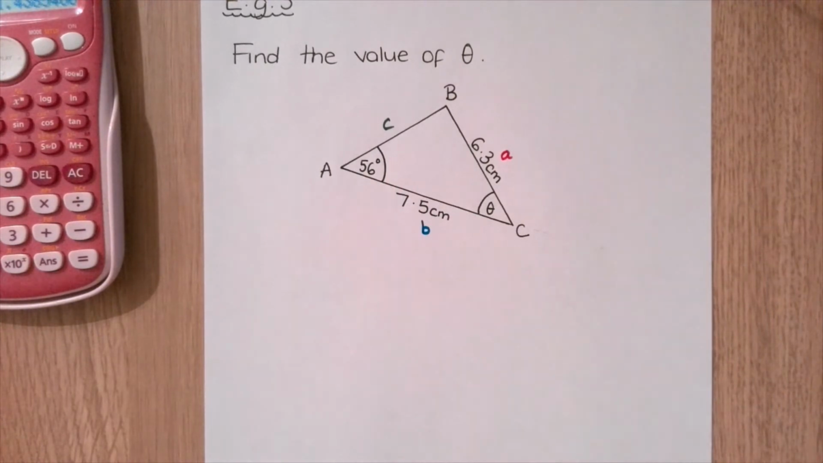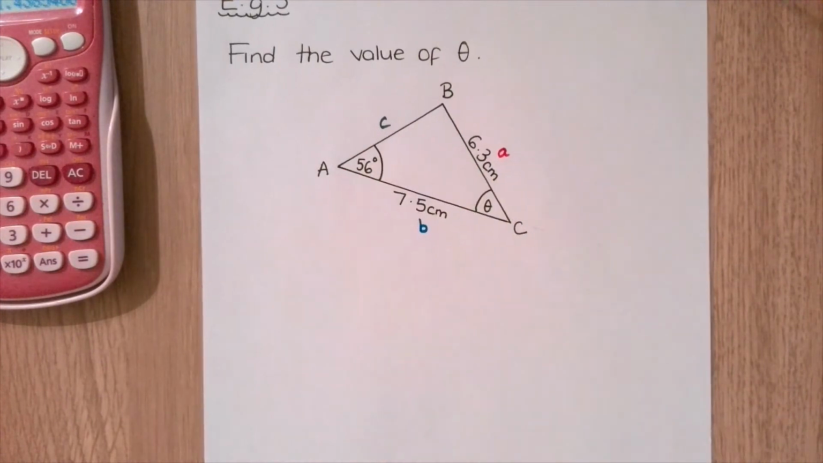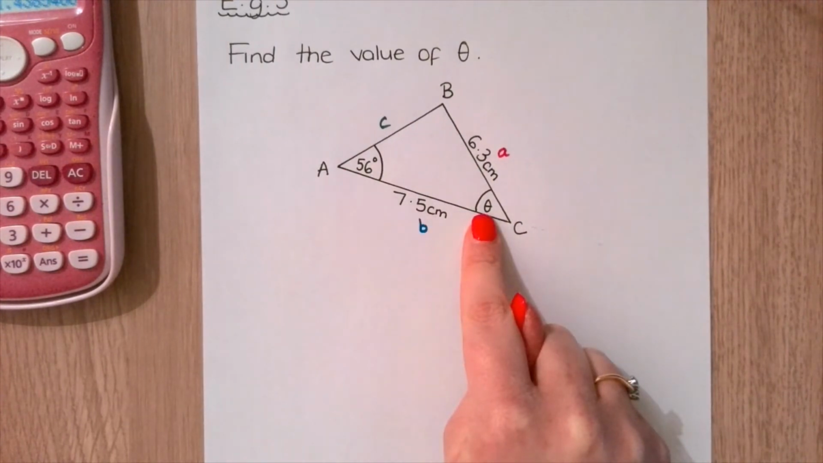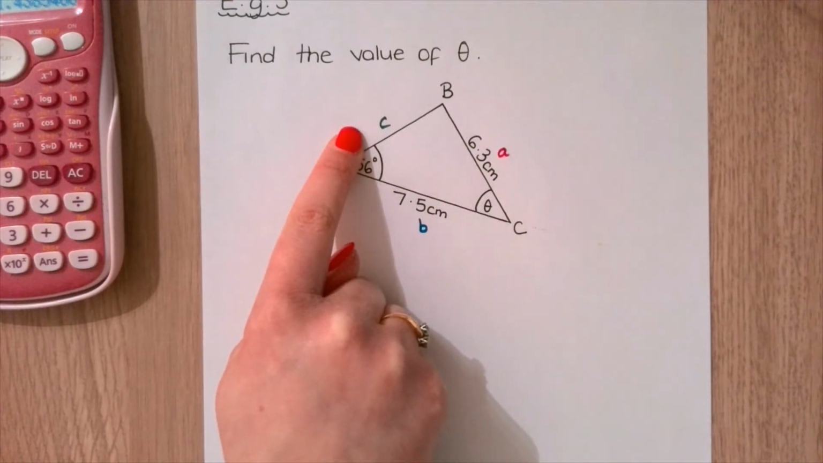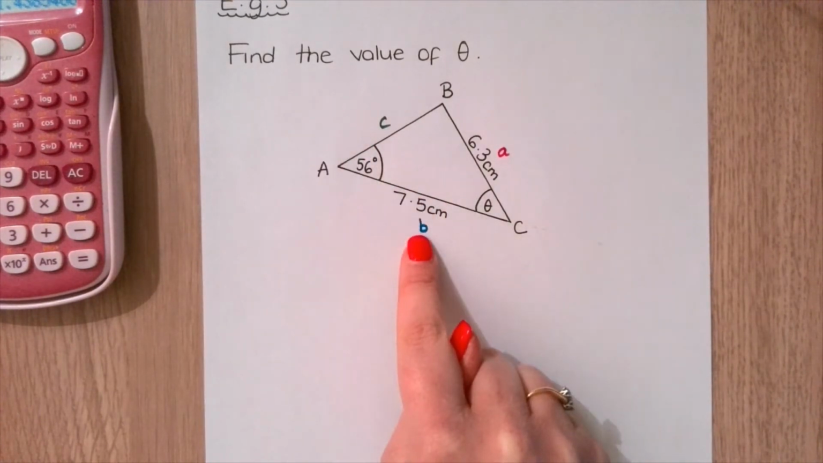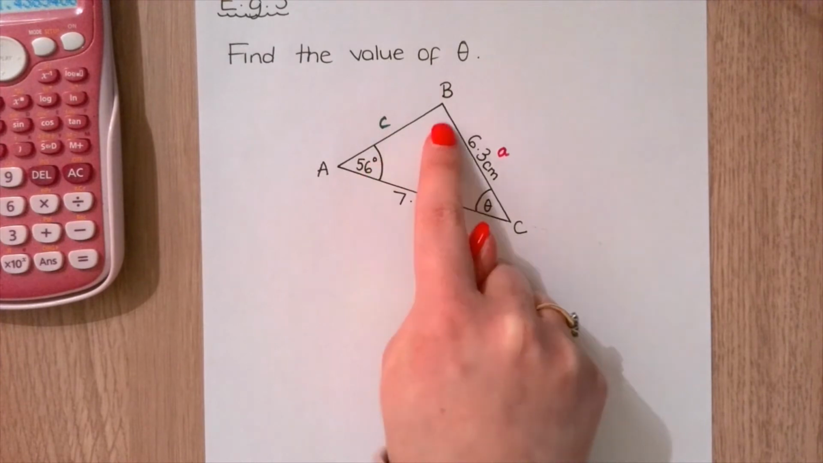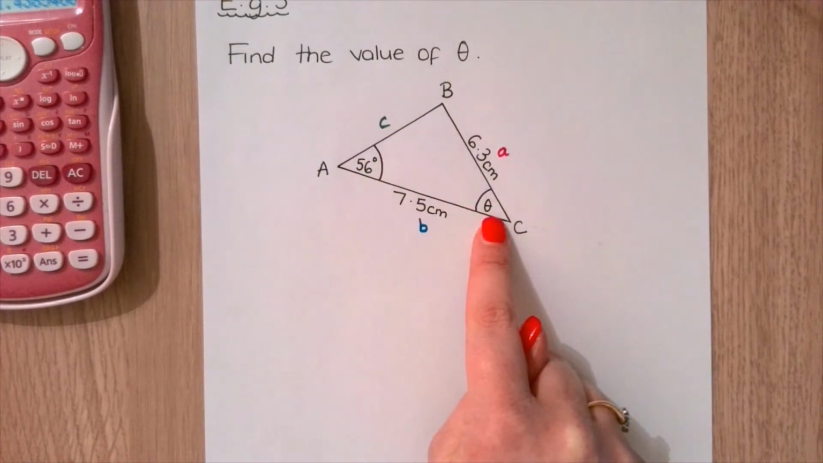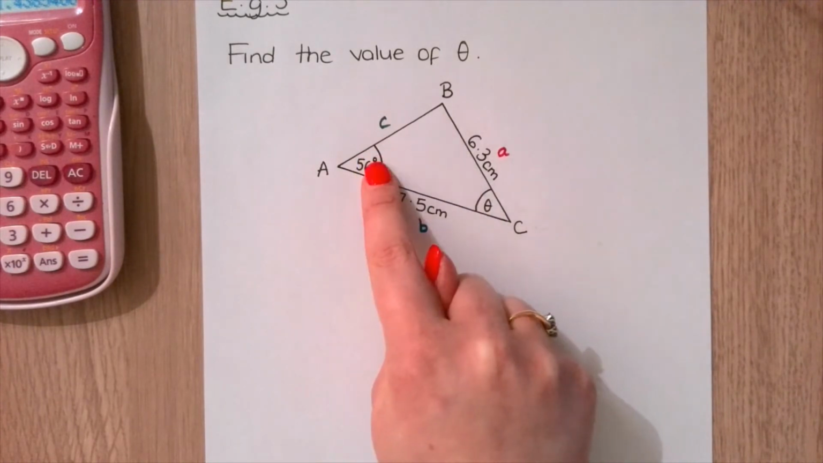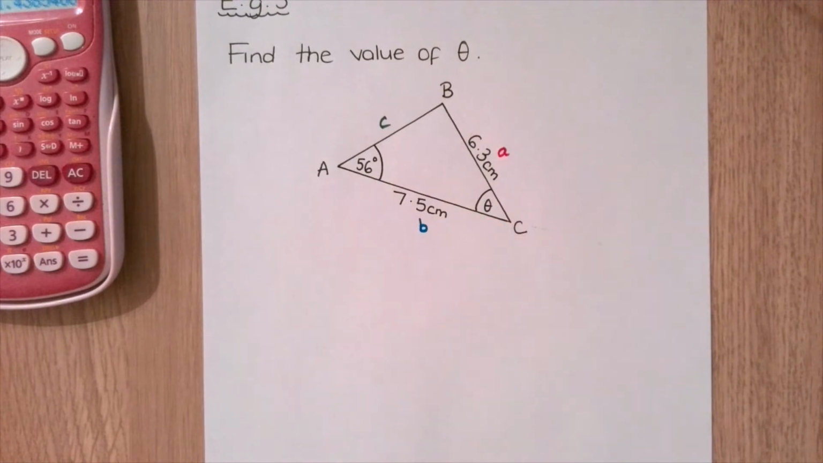So this time I do know this pair of opposites, and I'm looking to find this angle here, but I do not know the length here. What I can do is use my B and work out the angle here, and once I know this angle here, I can then simply do angles in a triangle add up to 180 degrees, and therefore subtract these two from 180 degrees, which will leave me with that.